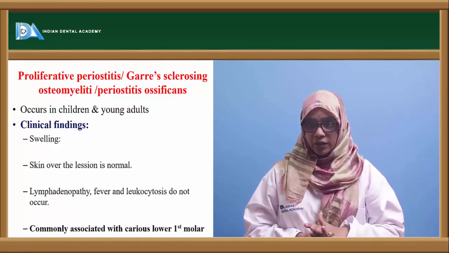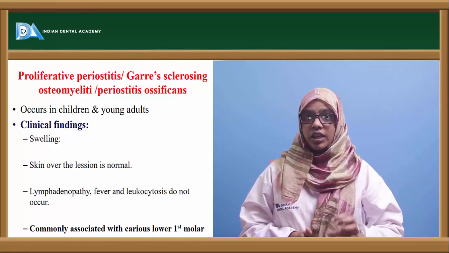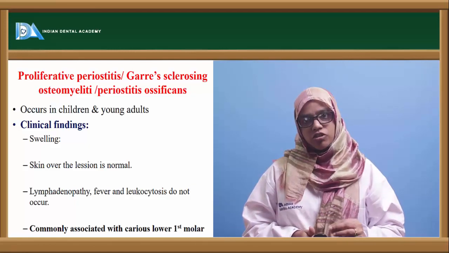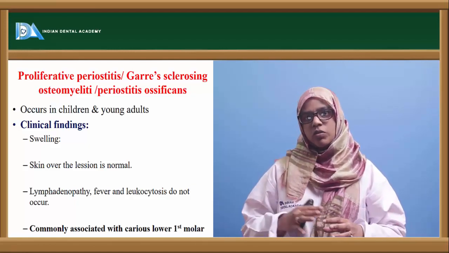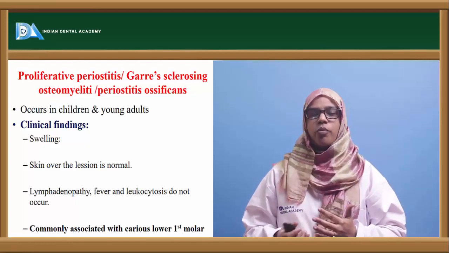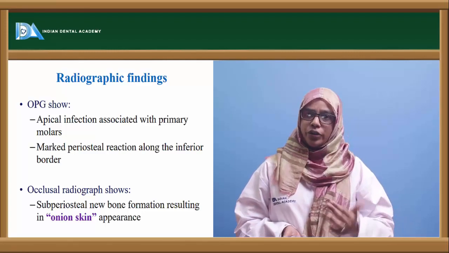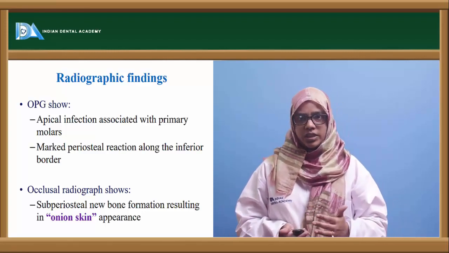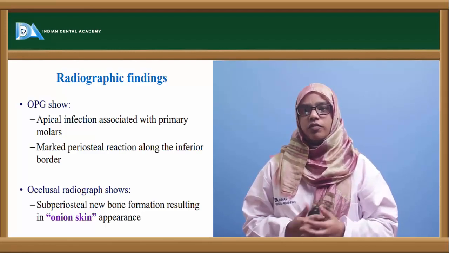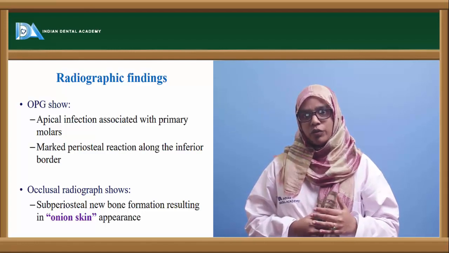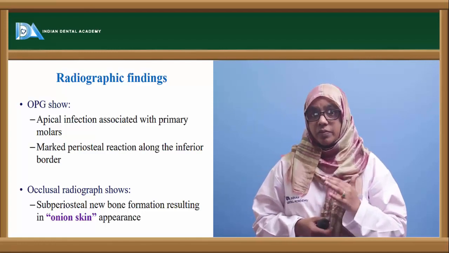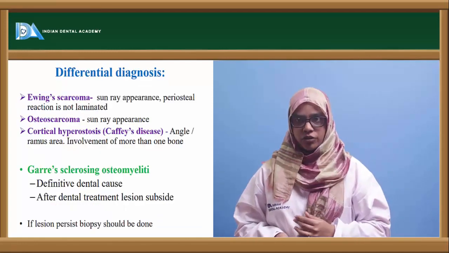There is no pain. It is commonly associated with a carious tooth, that is more commonly the lower first molar. The tooth was carious. Initially there was pain, but as the pain subsided, the treatment was not done for that case. So it's actually the body's response towards infection in the form of caries osteomyelitis. On the OPG, you will see a periapical infection associated with the primary molar, and there will be marked periosteal reaction along the inferior border. On the occlusal radiograph, you will see subperiosteal new bone formation resulting in an onion skin appearance. It's basically the body's response towards the infection.